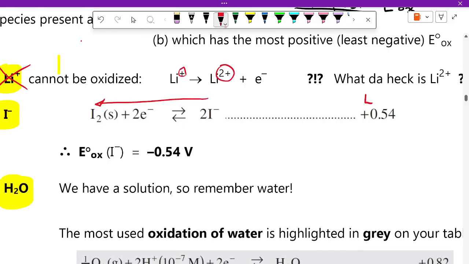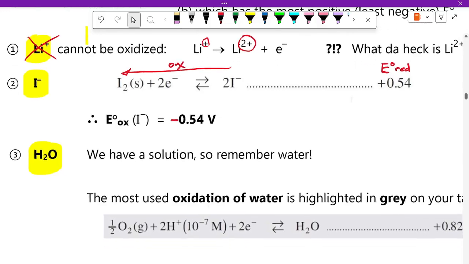Okay, this is our reduction potential from the table. And that means that the oxidation potential is going to be the reverse of that. So that is negative 0.54 volts. So far, so good?